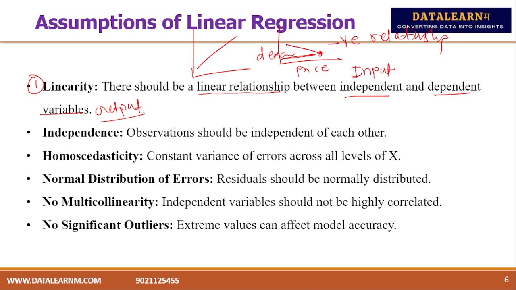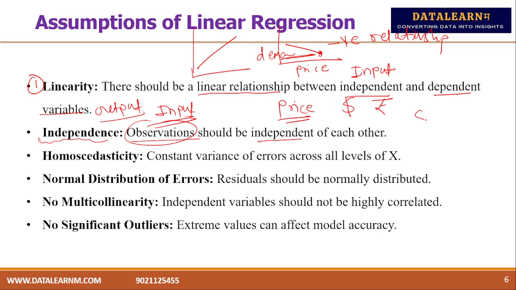Then there should be independence. Observations, meaning the input variables, should be independent of each other. There should not be a relationship between the inputs only. Suppose price is your input, and sometimes it is given in dollars and sometimes in rupees. If you have two columns for price, they will have a relationship.